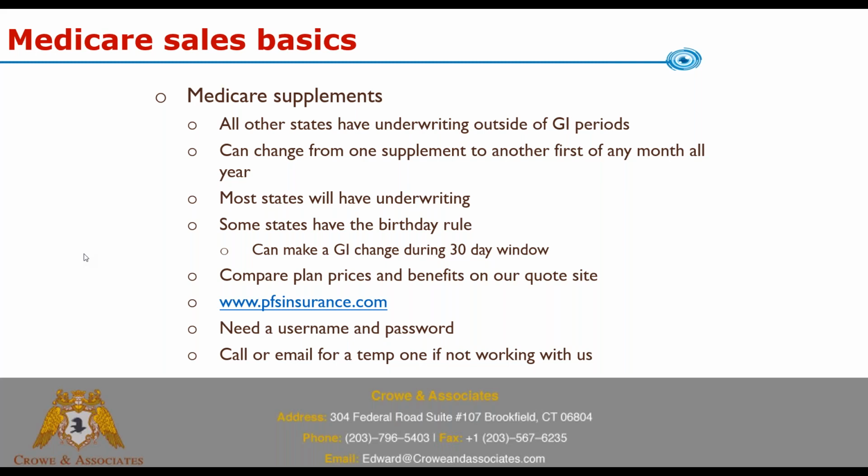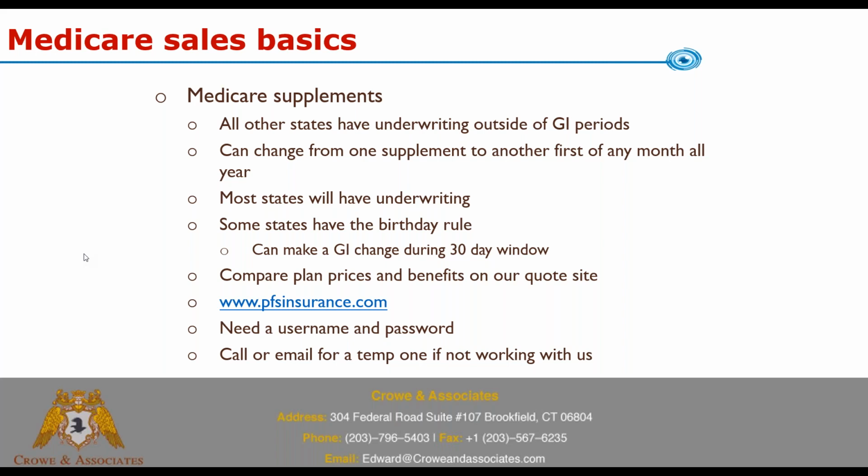There are some states that have the birthday rule. The birthday rule is a 30 or sometimes 60-day window every year surrounding your birthday where you can change on a guaranteed issue basis. Off the top of my head, the birthday rule states that I know are California and Oregon. There might be another one I'm forgetting, but there are a couple of states that have the birthday rule. I think California is a 60-day window now. During the 60 days surrounding your birthday, you can make a change on a guaranteed issue basis and avoid underwriting.